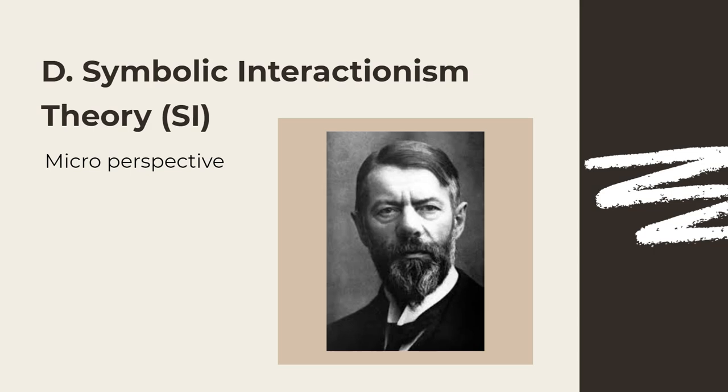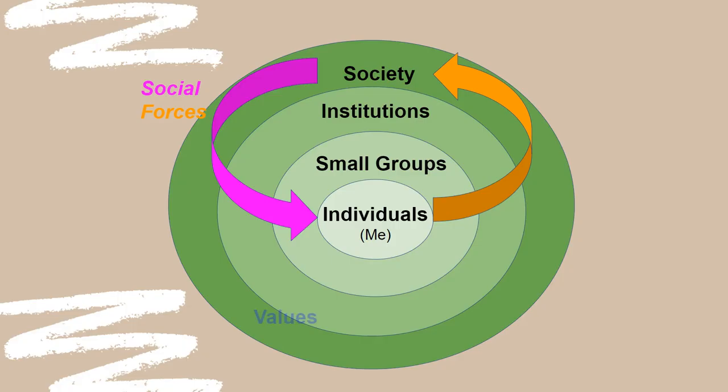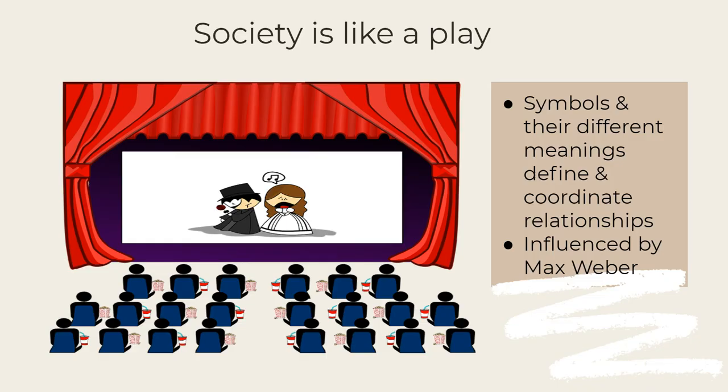Okay, the next important sociological paradigm or theory is SI, Symbolic Interactionism, which was heavily influenced by Max Weber. And unlike Marx and Emile Durkheim, he studies society at the micro level. So he looks at individuals, me, you, how we relate to each other, and as a result, how we shape society.